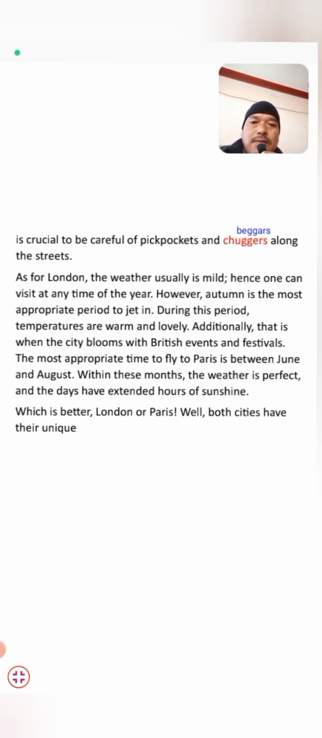So which one is better, London or Paris? Both cities have their own uniqueness, and they both have diverse cultures, and both are beautiful cities in the world.